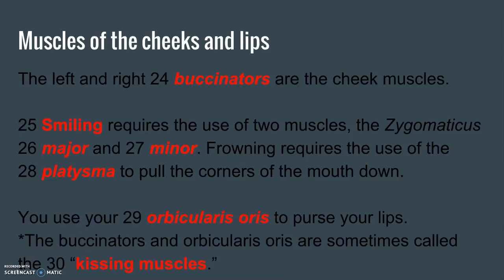You use your orbicularis oris to purse your lips. Remember, we said orbicularis meant like an orbit. It goes in a circle, so it's a circular muscle around your mouth, the oris, your oral cavity, and that purses your lips. And here's another star on this one you need to note. The buccinators, which were your cheek muscles, and the orbicularis oris, that circular muscle around your mouth, are also sometimes called your kissing muscles.